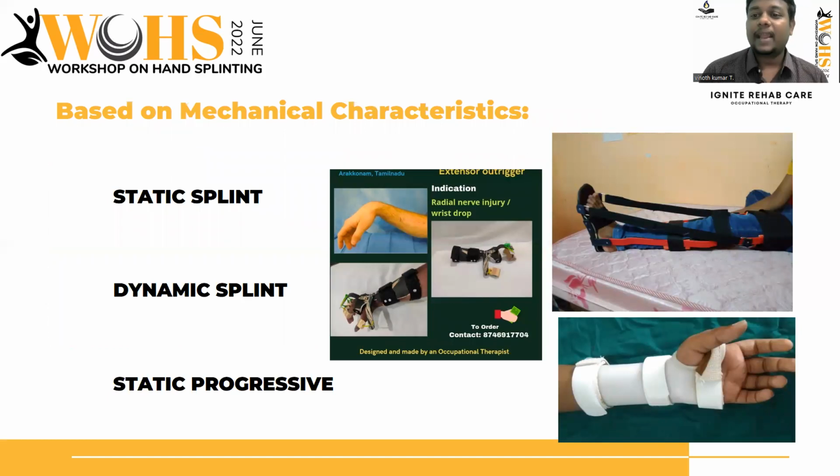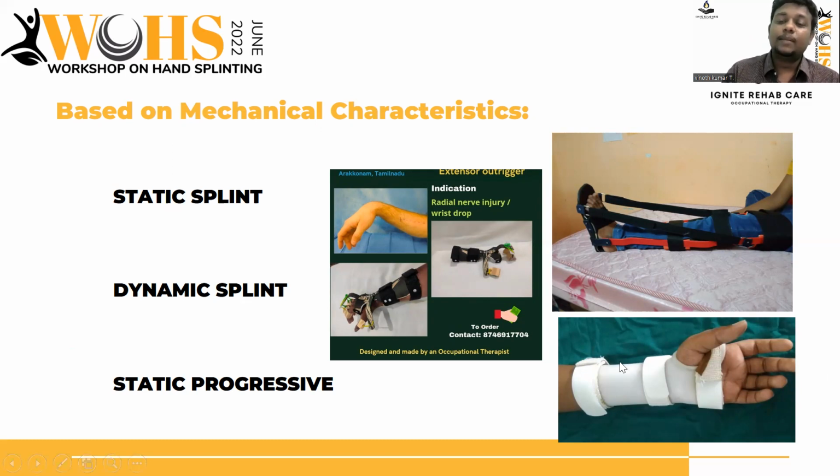Okay, so based on the mechanical characteristics, the splints are divided into static splints, dynamic splints, and static progressive splints. Static splints will not have any movable part in their property. You can see here it's a cock-up splint, a thermoplastic cock-up splint. This will not have any moving structure in it. Once it is made, it just stays there, whatever angle we fixed.